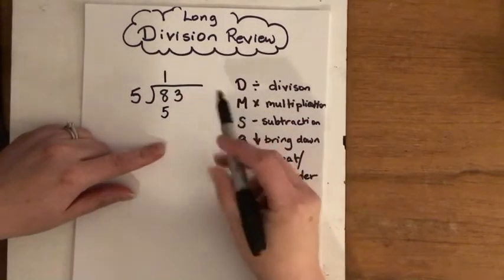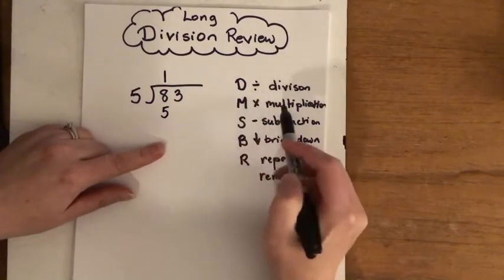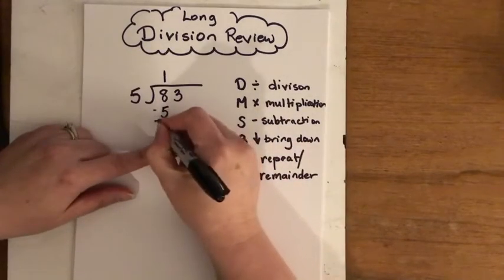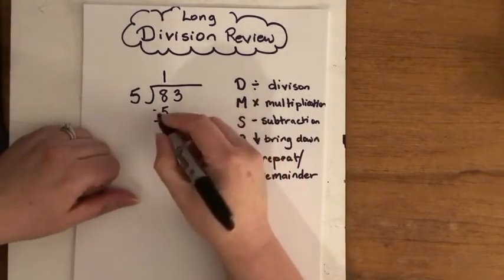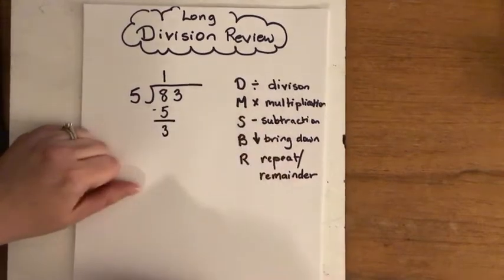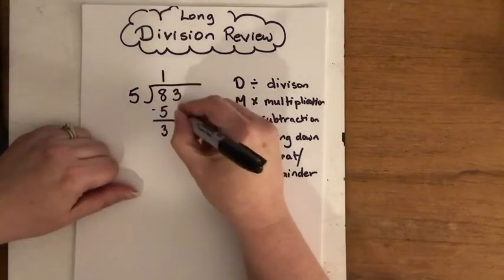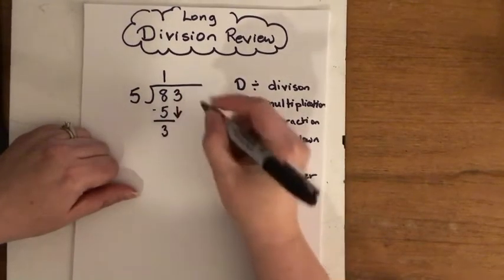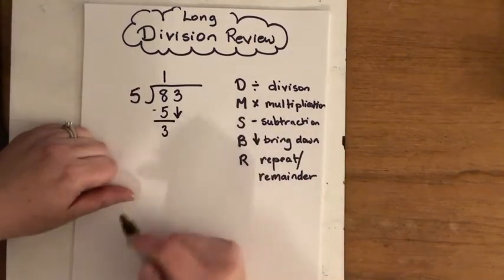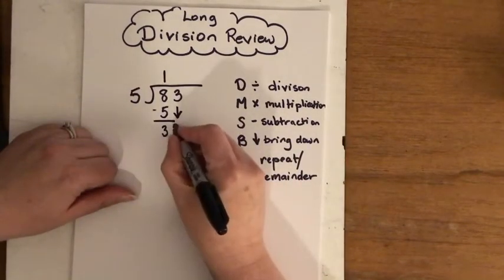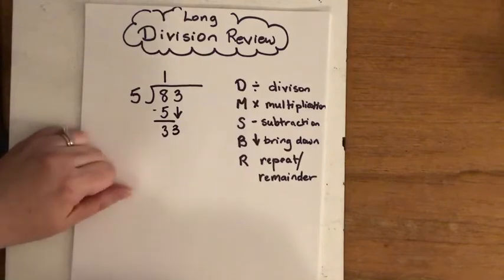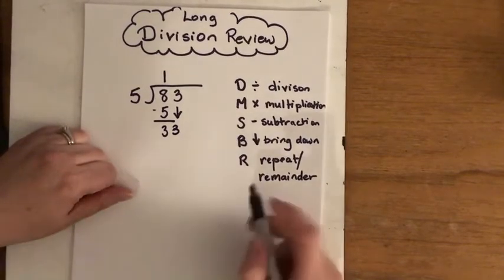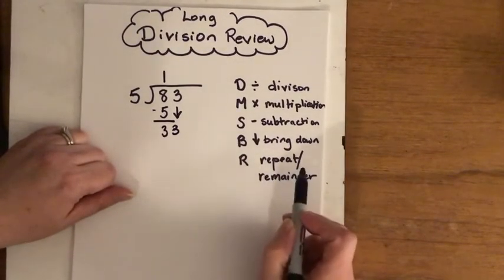Okay, so that's my multiply. I divided, I've multiplied. Now it's time to subtract to find out how many 10s I've got left. I have 3. 3 groups of 10 or 30 cookies still. And I also need to draw my arrow and bring down the remaining ones. So now I have 33 cookies to give out to my 5 friends. And that means I still need to repeat the process all over again.